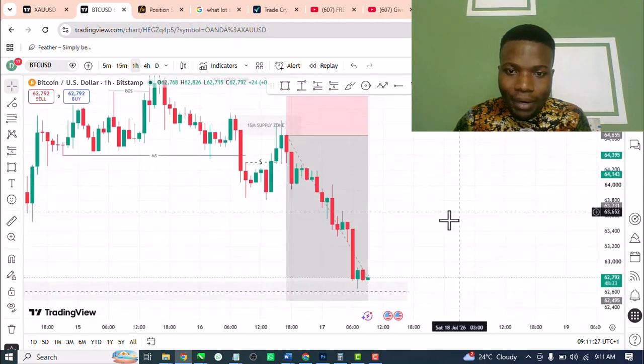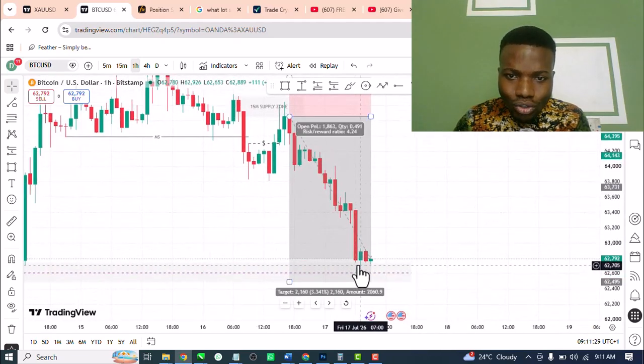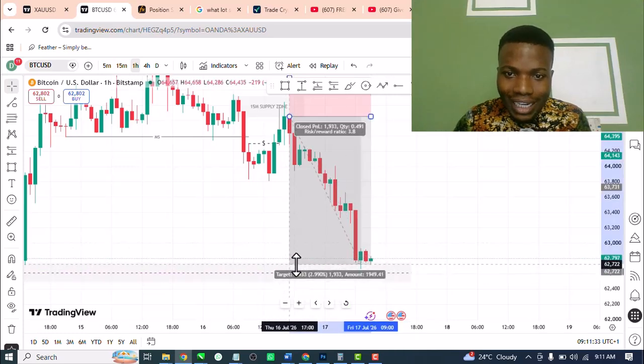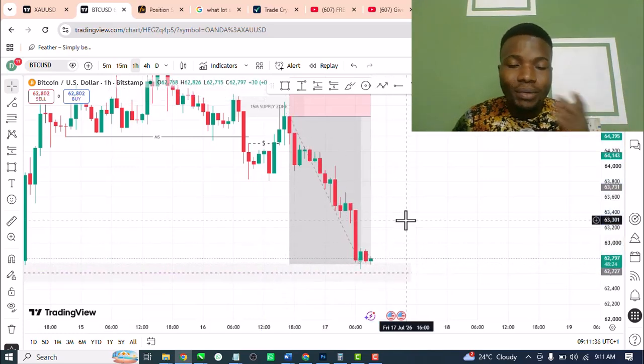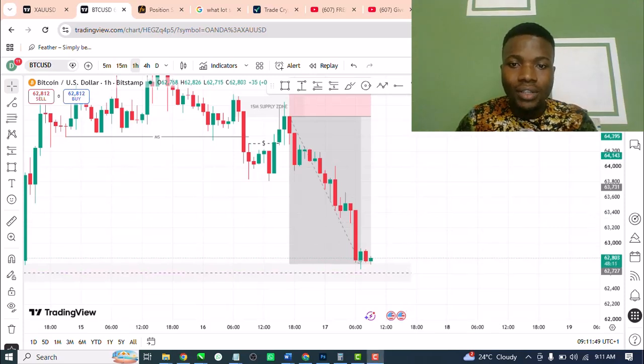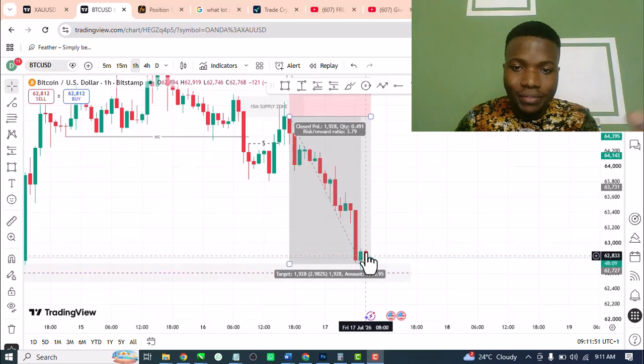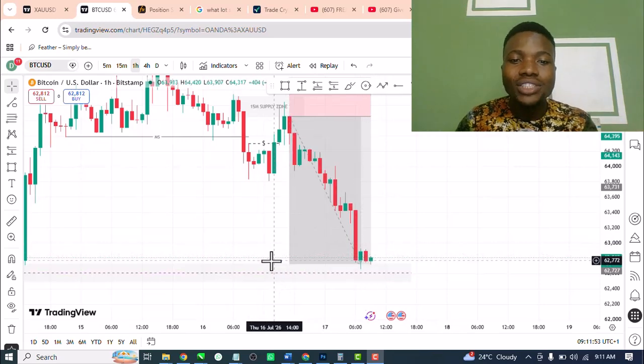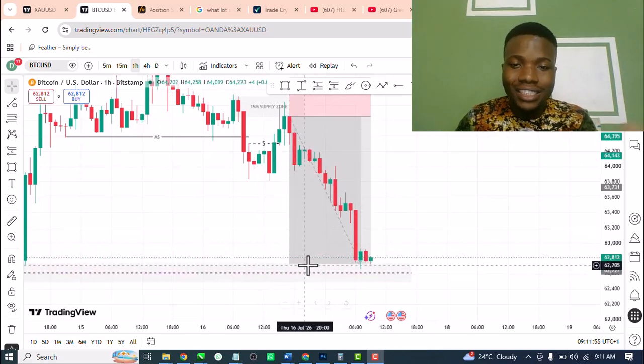Immediately price tapped into this zone, price wants to keep reversing to the upside. You can see that movement. That is the reason why I actually exited this trade, because we are in London session right now, and anytime from now down to New York session, I know that price may want to reverse. And that is why I actually took my profit at this zone.